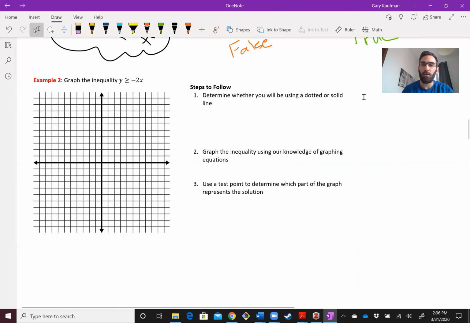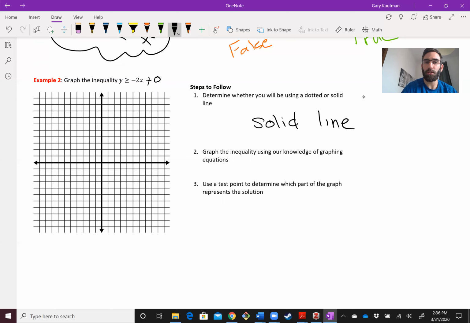So let's think about this one now. So we want to graph this. Well, it's greater than or equal. So that means I want a solid line. Well, my y-intercept, because this is slope-intercept form, it's just plus 0. So it's a 0, slope of a negative 2 over 1, solid line.